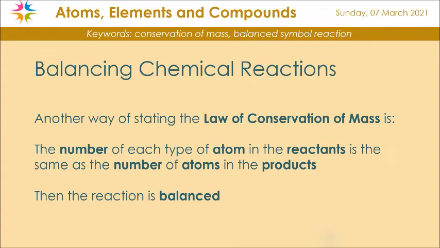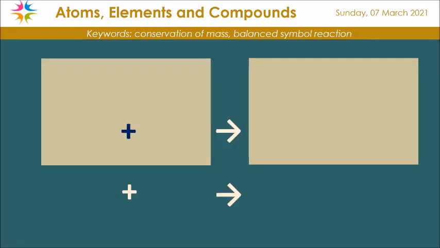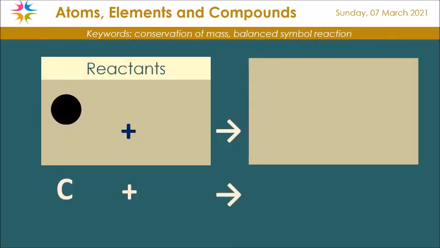Now the next step in this lesson is to learn how to balance chemical reactions. Another way of stating the law of conservation is, on the left-hand side, which are the reactants, there's a number of each type of atom, and that number of atoms has to be the same as the number on the right-hand side. So the number of each type of atom in the reactants is the same as the number of atoms in the products. And if that's the case, then the reaction is balanced. Right. Let's try balancing some reactions. See how my animation works.